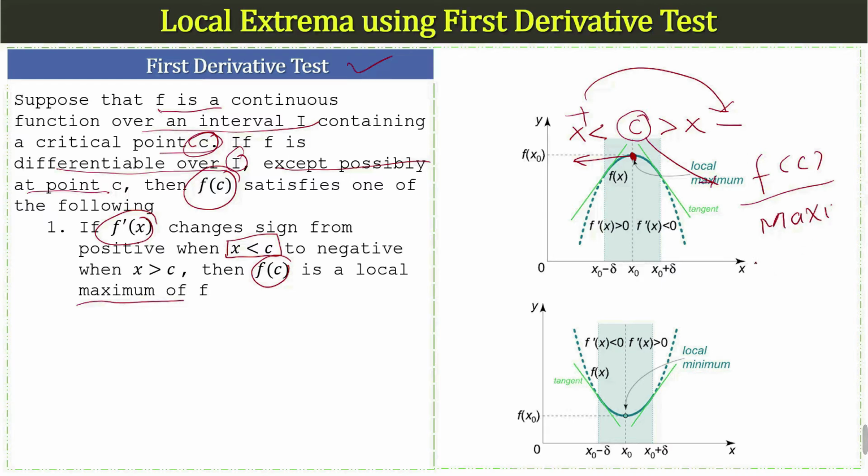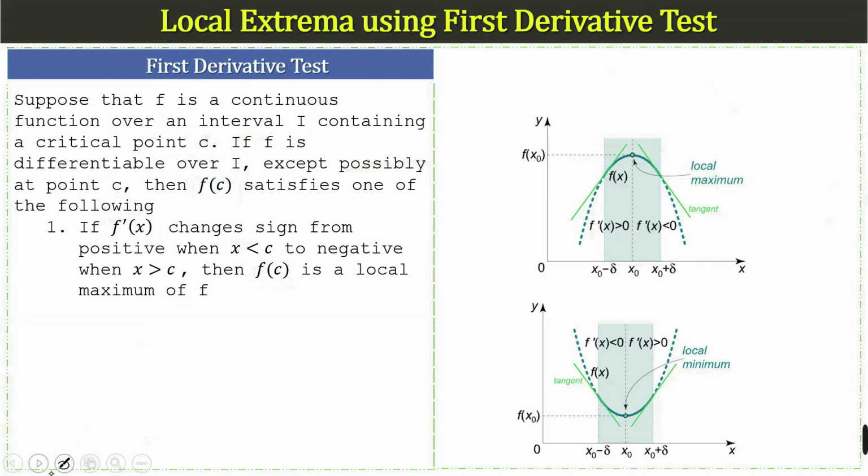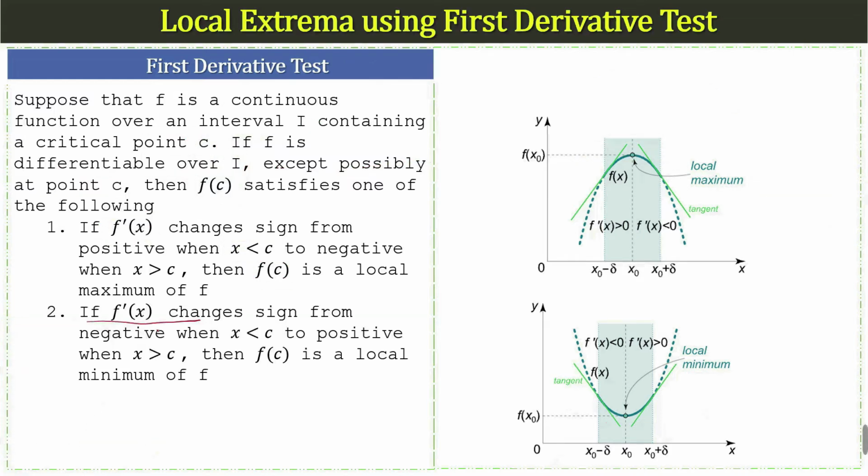Okay, so the next point we have is: if the derivative changes sign from negative, when x is less than c, to positive.